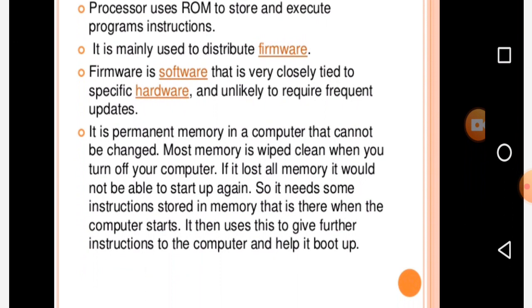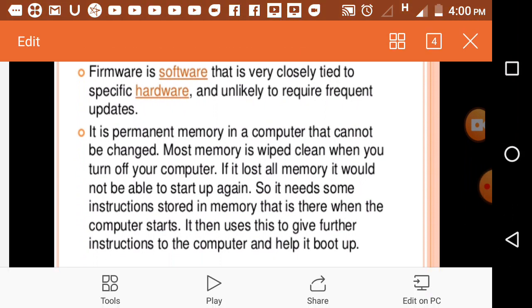Most memory is wiped clean when you turn off your computer. If it lost all memory, it would not be able to start up again. So it needs some instructions stored in memory that are there when the computer starts. It then uses these to give further instructions to the computer and help it boot up.